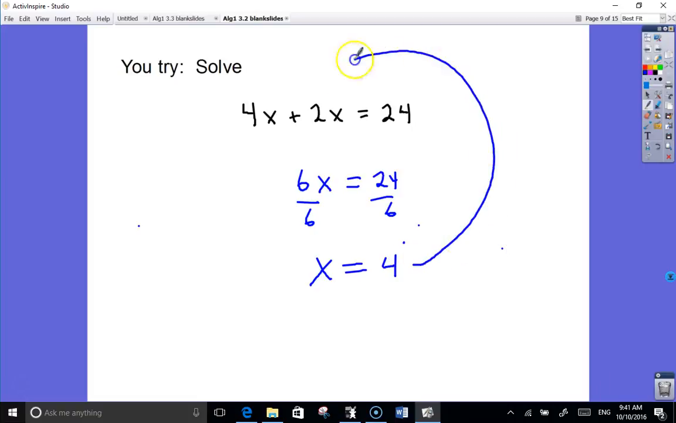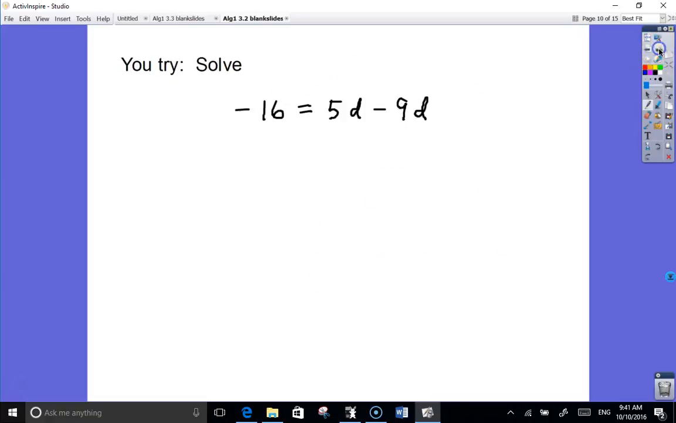You could put it up here, right? You could put it in there and see whether it leads to a true statement. I have a feeling you're kind of experienced at that. Try that one. Positive 4, right? So you subtract these, you get negative 4. And then you divide by negative 4. D equals 4.